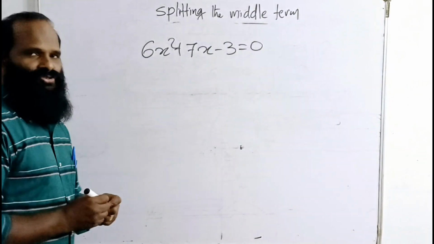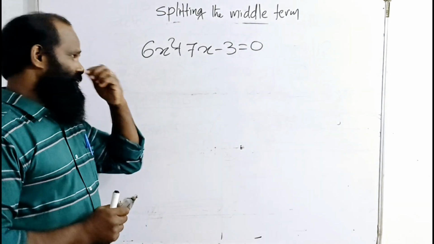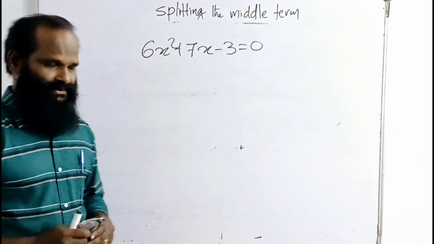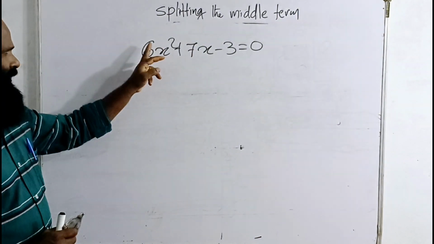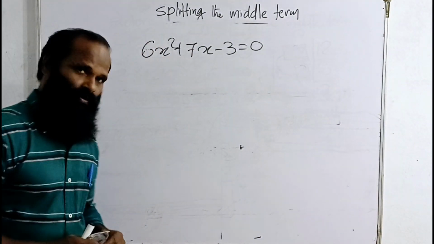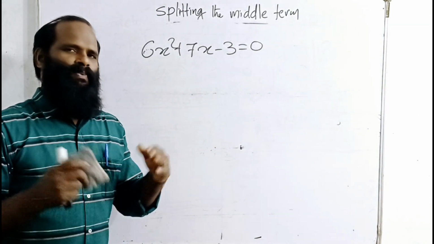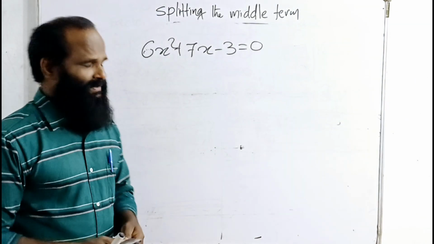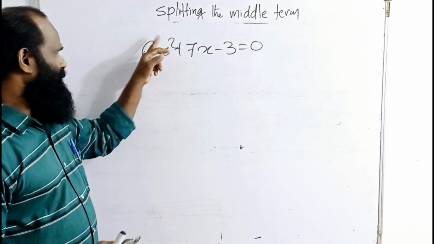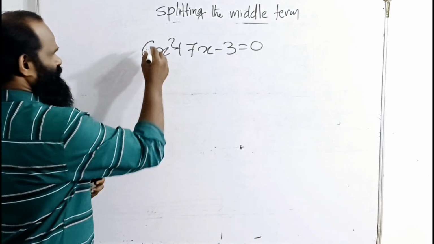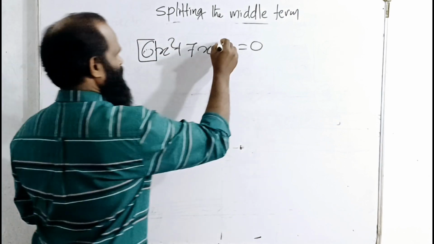See, here is another question. This question is also the same kind. This is an equation where coefficient of x square is not 1. This is more than 1. How did I explain the first question? Yes, if the coefficient of x square is not 1, multiply that number with the constant term.